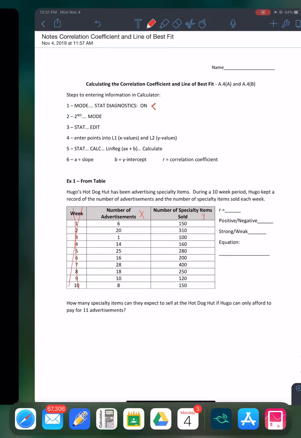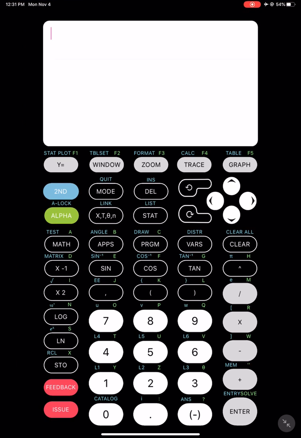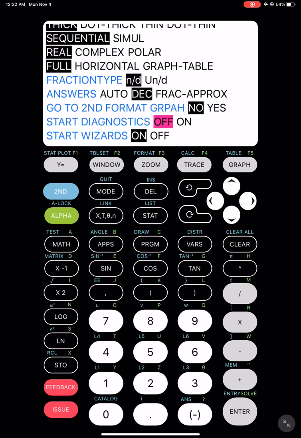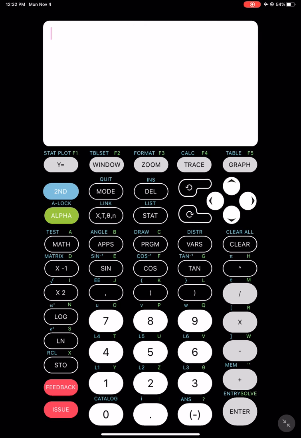So we're going to go to the calculator. First, clear it to make sure you're starting good. So second plus 712. Well, that didn't work. Okay, so it's cleared. We're all good. Then you're going to go to mode and find stat diagnostics. Stat diagnostics by default is off. You need to turn it to on. Once you have on selected, push second mode to get out of that screen. And now we can start actually working our problem.